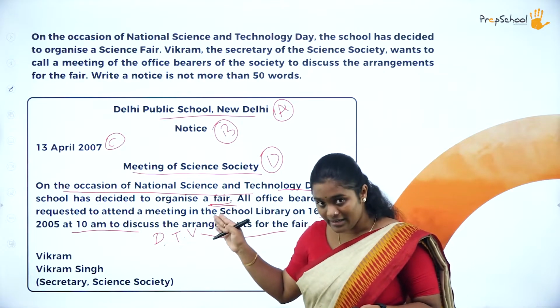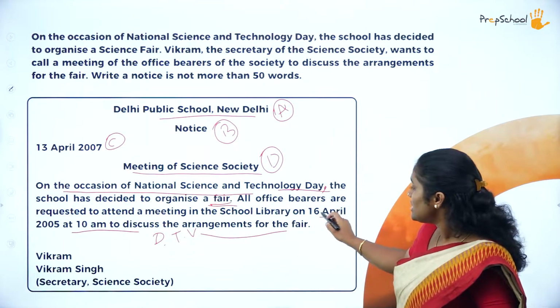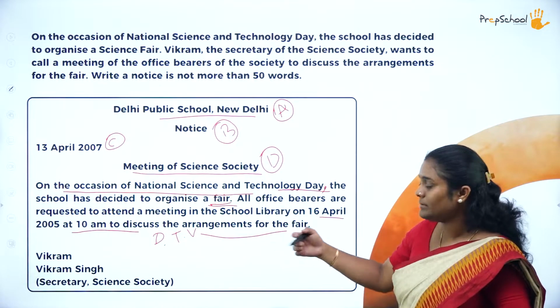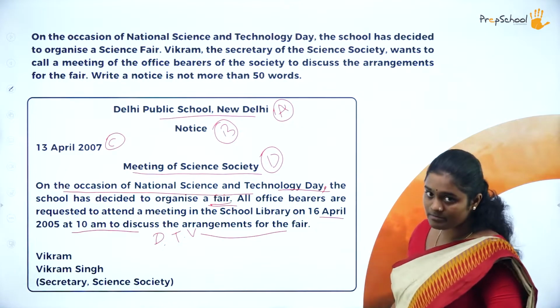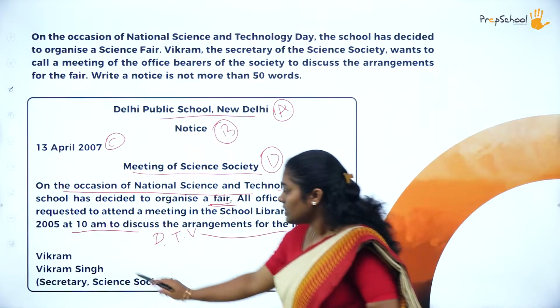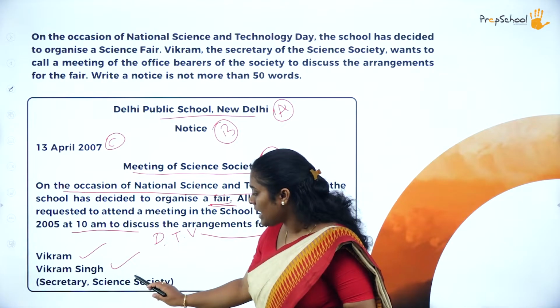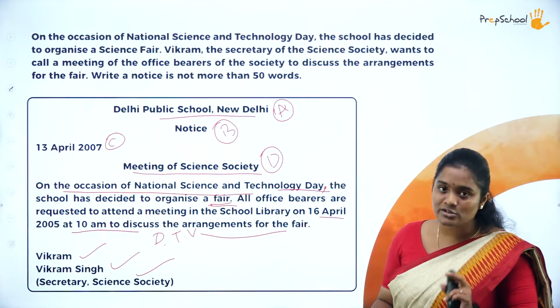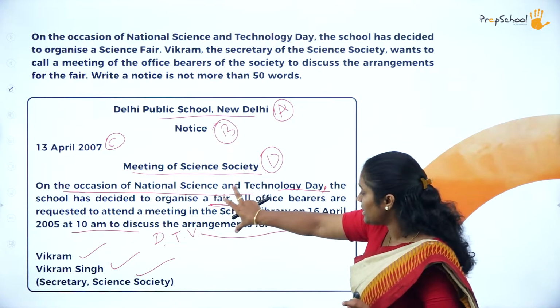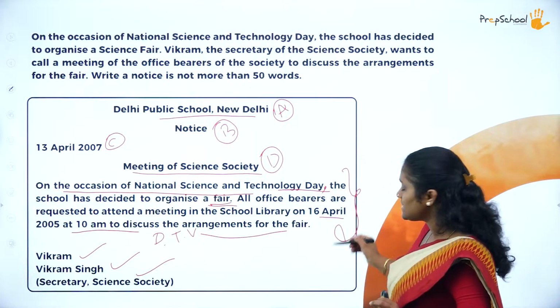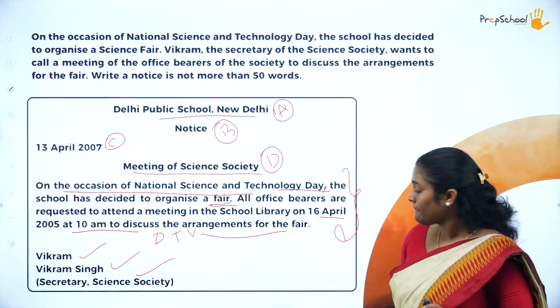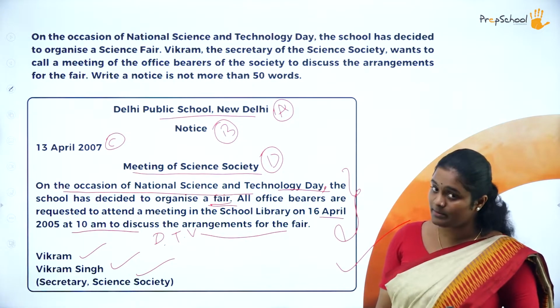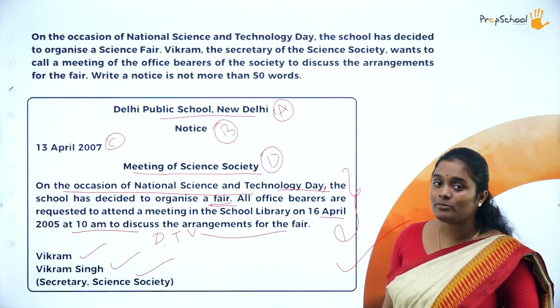However, you can also write it like this, where you have given it over here, 16th April 2005 at 10 p.m., discuss the arrangements for the fair. Purpose is also done. Then sign, name and his position, Secretary of the Science Society. So I've shown you 2 ways of how you can put the details, particularly in this section, the body of the notice. Then the box is also here. You can't complain about that with me. I hope that is clear.